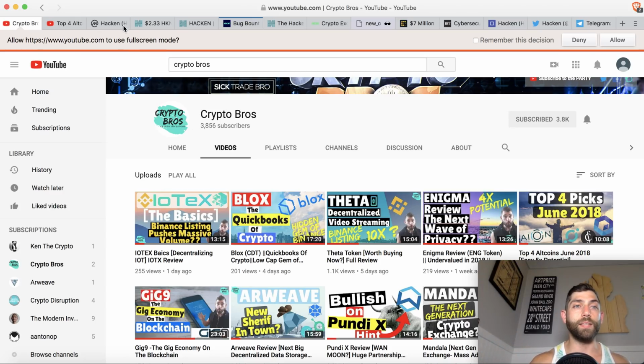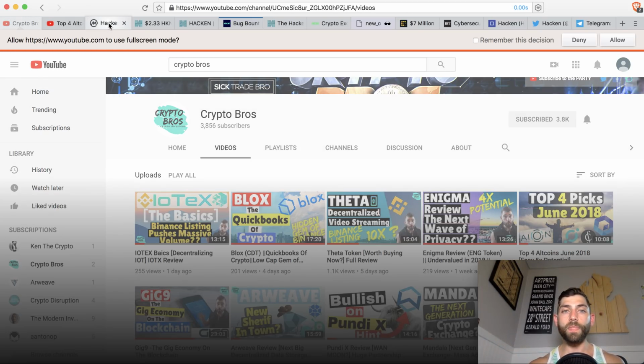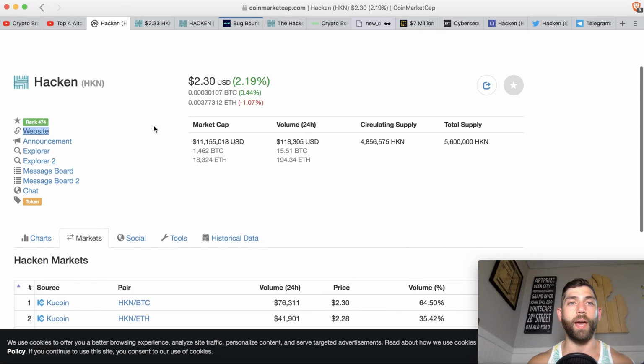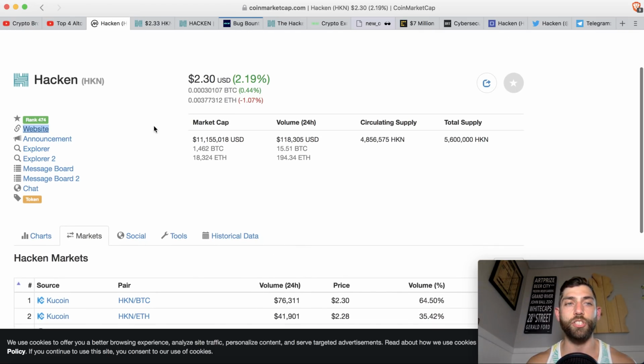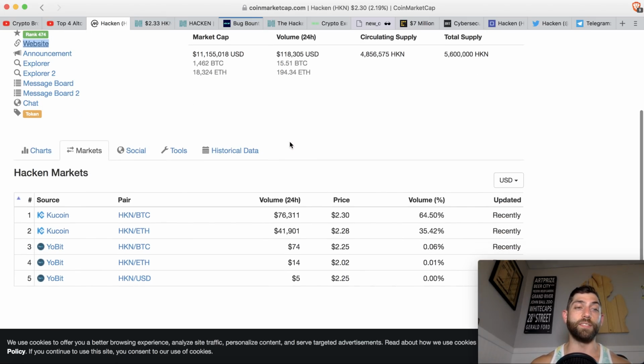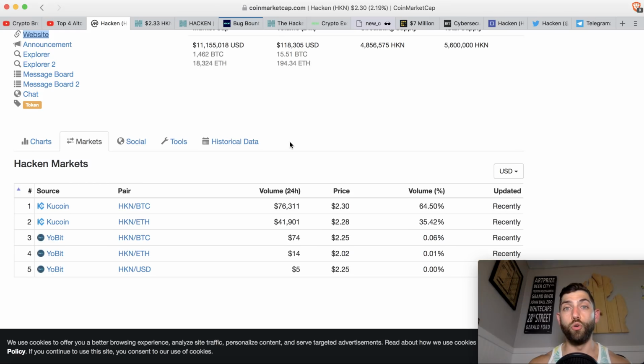So anyway, let's talk about Hacken. The first thing we are going to look at here is kind of just the current price action. We're currently trading at $2.30 and ranked number 474 on CoinMarketCap. If we look at the actual market cap, though, we're literally at an $11 million market cap with $100,000 24-hour trade volume. If you don't know where to pick this up, you can grab it over at KuCoin.